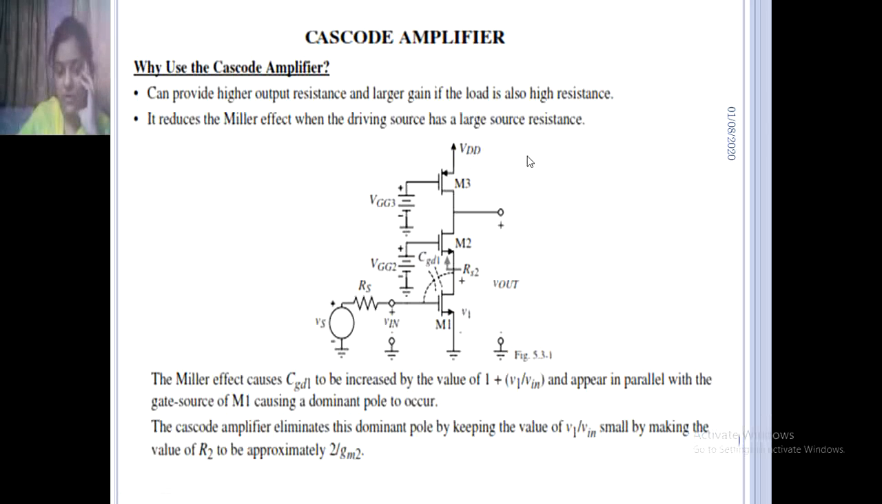See here, the supply voltage is given and M1, M2, M3 are cascaded. The output means here one source is applied to M1, and this is nothing but the cascaded amplifier.